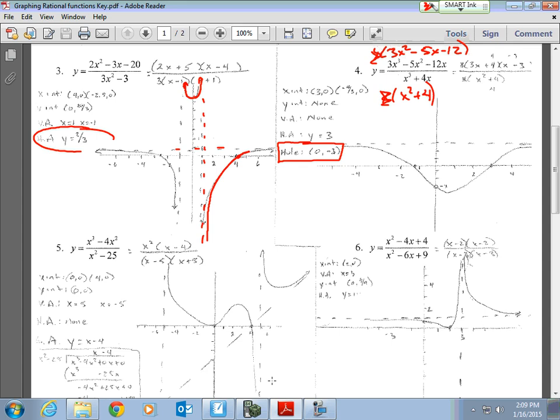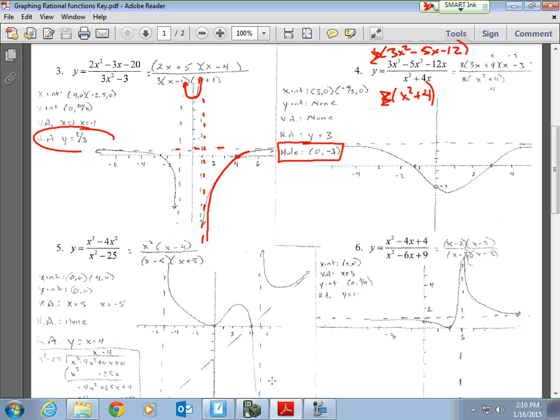You plug it in. I don't plug it into the original equation because I'll get something that's undefined. I get 0 divided by 0. That's indeterminate. It's not technically undefined, it's technically indeterminate. You can't determine the value of 0 divided by 0. So I need to plug it into my simplified factored form.